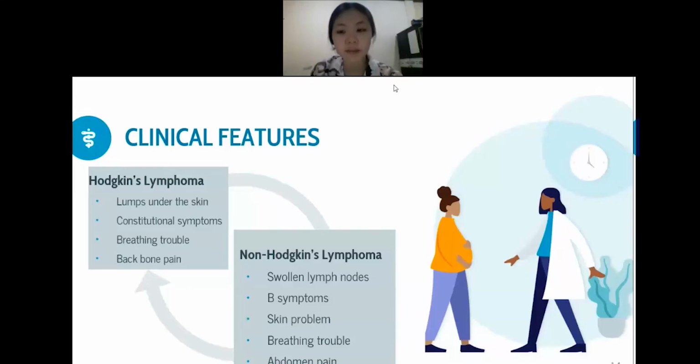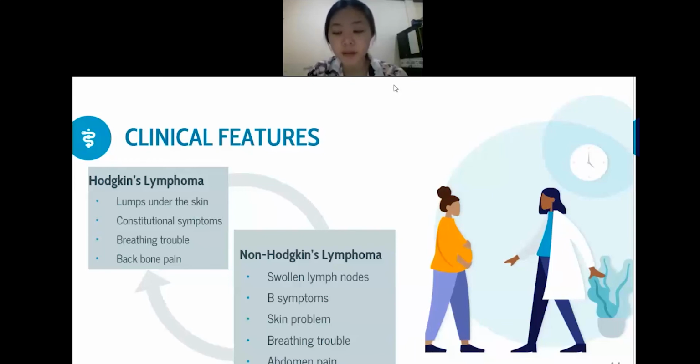Now about the clinical features. The clinical features of Hodgkin lymphoma are: first, lumps under the skin, which is the most common symptom. It's caused by lymph node enlargement. The lumps don't hurt, though they may hurt after consuming alcohol. Second is constitutional symptoms. These symptoms include fever, weight loss, and night sweats. Third is trouble breathing. Swelling in the chest or the trachea causes cough, chest pain, and trouble breathing. Fourth is back pain.